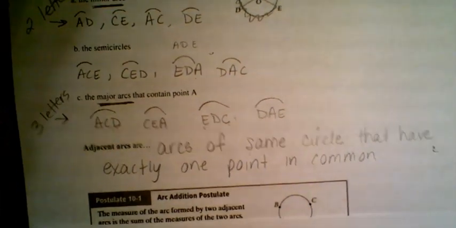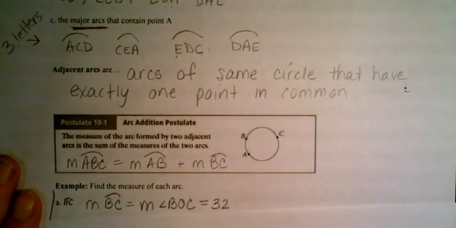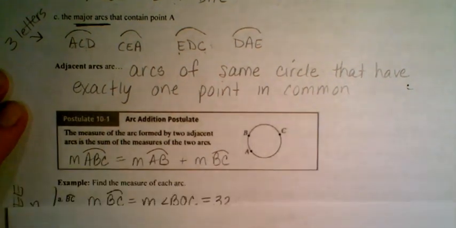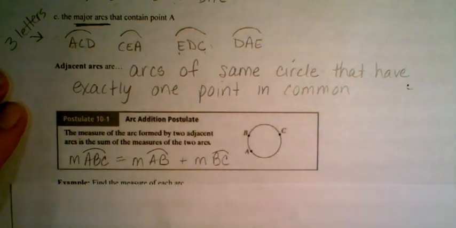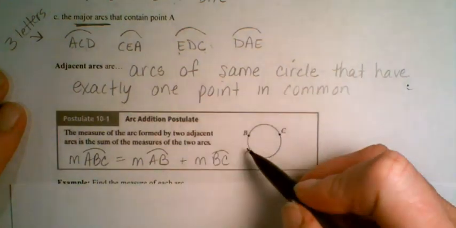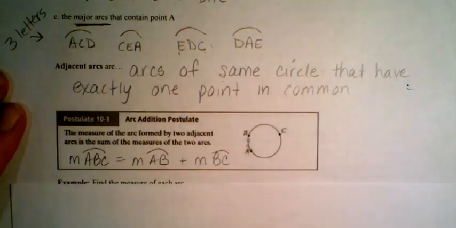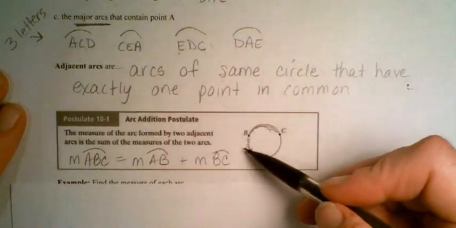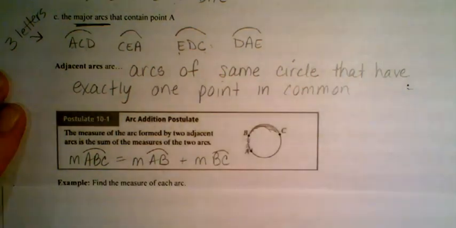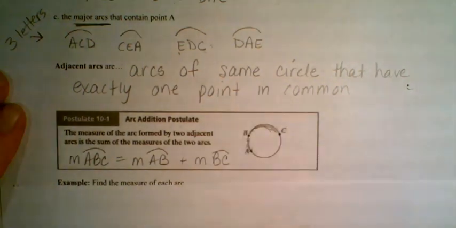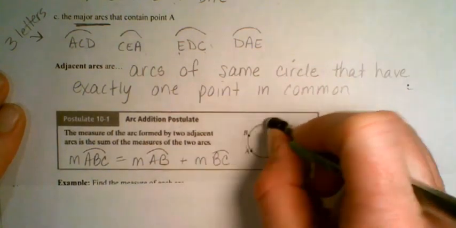Moving right along, here it says adjacent arcs. They are arcs of the same circle that have exactly 1 point in common. The measure of the arc formed by 2 adjacent arcs is the sum of the measures of the 2 arcs. So here we have the measure of arc AB plus the measure of arc BC. These are 2 minor arcs. If you put those together, you get the measure of arc ABC. So you can just add those arcs together to get the larger arc.